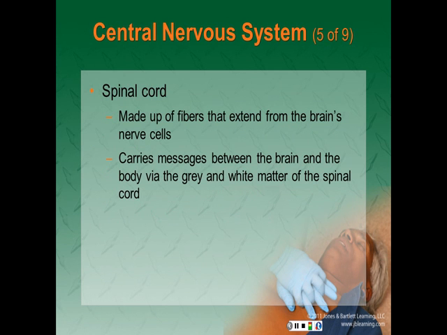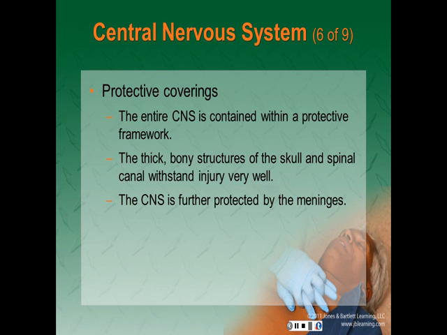The spinal cord is mostly made up of fibers that extend from the brain's nerve cells. It carries messages between the brain and the body via the gray and white matter of the spinal cord. Gray matter is composed of neural cell bodies and synapses, and white matter consists of fiber pathways. The cells of the brain and spinal cord are soft and easily injured. Therefore, the entire CNS is contained within a protective framework.